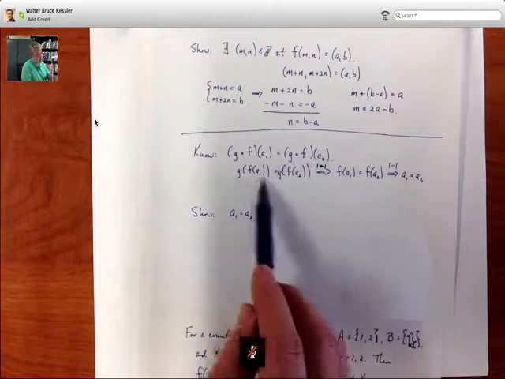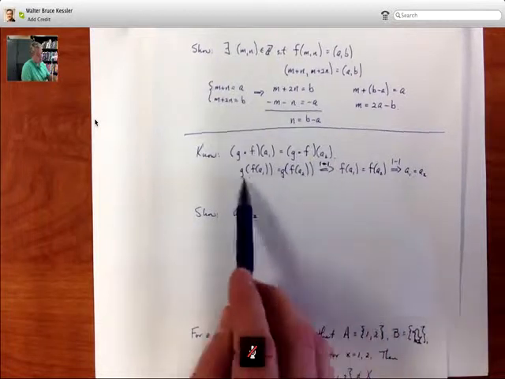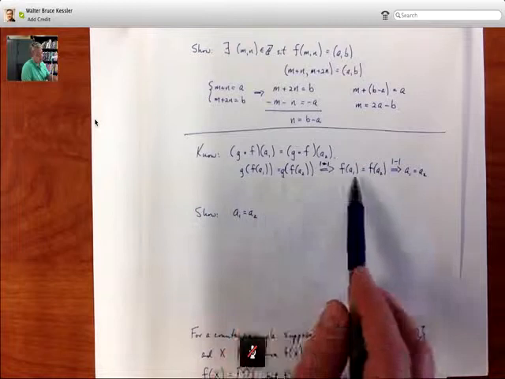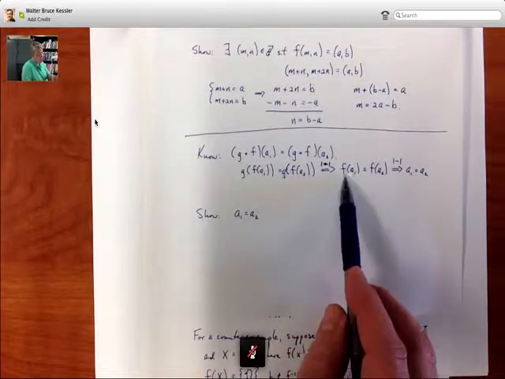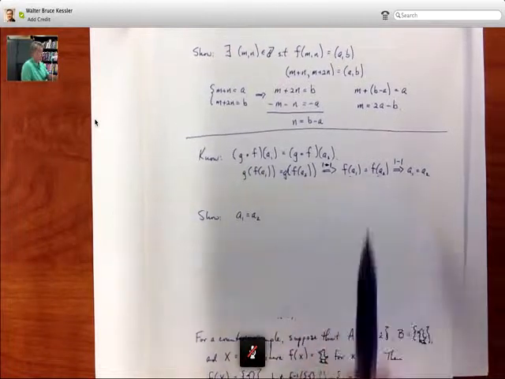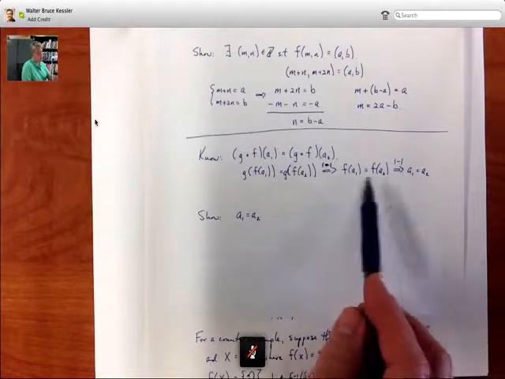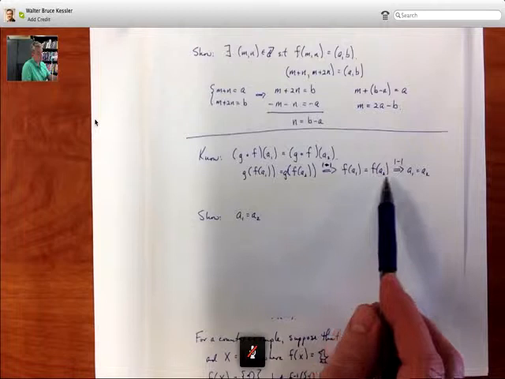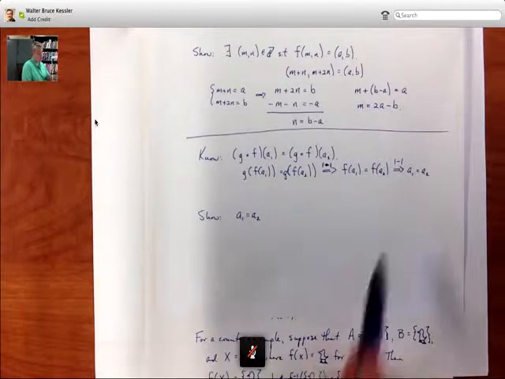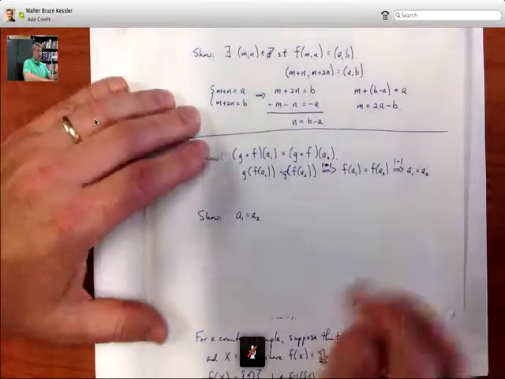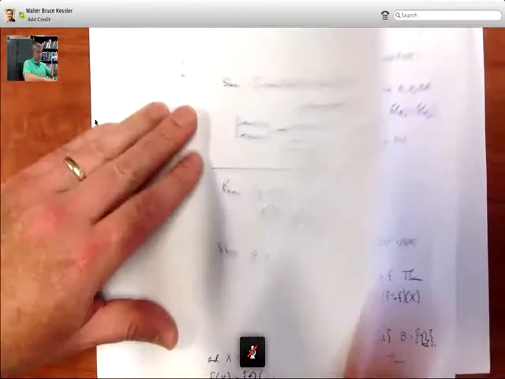So here's a sub 1, here's a sub 2 in there, and then this part and this part are in there, which means since g is one-to-one, that f of a1 equals f of a2, and since f is one-to-one, that means that a sub 1 equals a sub 2. Okay, and that's what we have to show.